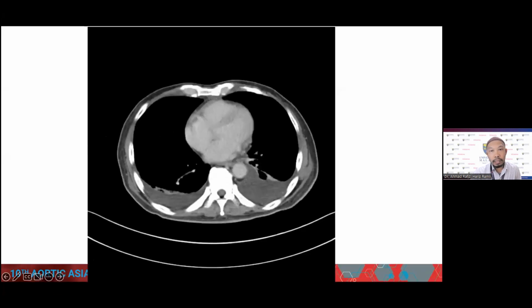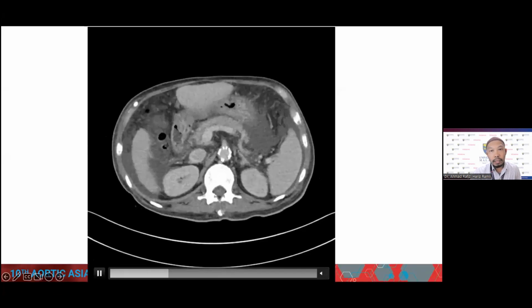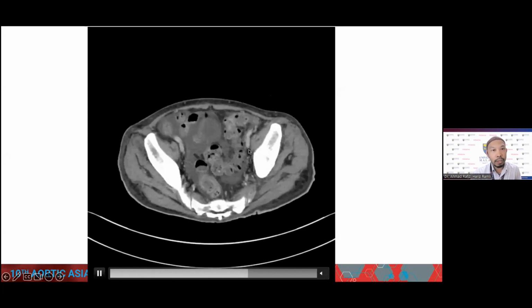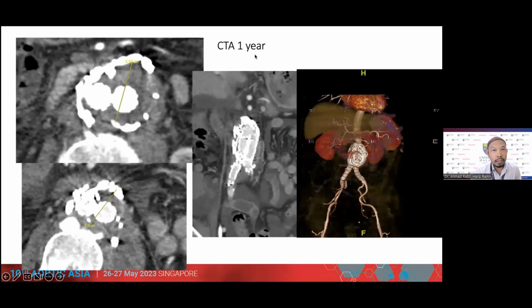CT scan. Reduced nicely there. There's no endoleak, and then CT scan down the line, that's 1 year, and this patient is actually on lifelong antibiotics. That really further reduced, and as you can see, it's more or less become normal already.